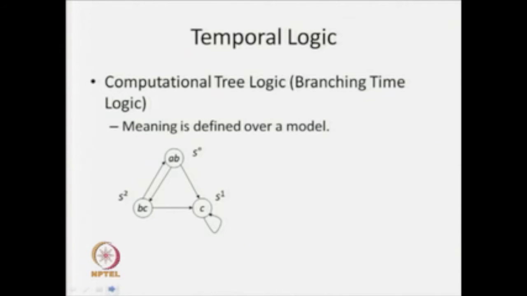So, now you just see that computational tree logic is a branching time logic, and we are going to define the meaning of CTL with respect to a model. Now, just see this particular example. Say I have this model M, which has three states, S0, S1 and S2, and we have some transitions. Just consider this transition: say S0 goes to S2 by this particular transition.